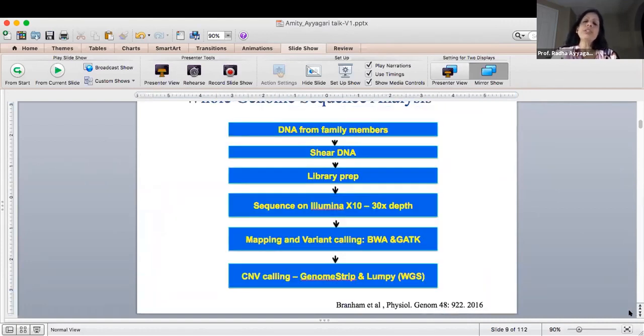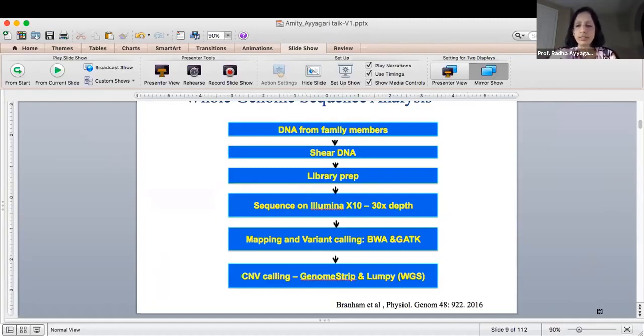We used Illumina sequencing, and then we used different standard tools that are available to map the variants to the reference genome and then call variants. I'm not going to go into the details of this in the interest of time, but if anybody is interested, we'll be happy to share.